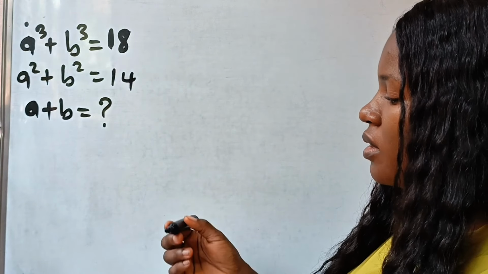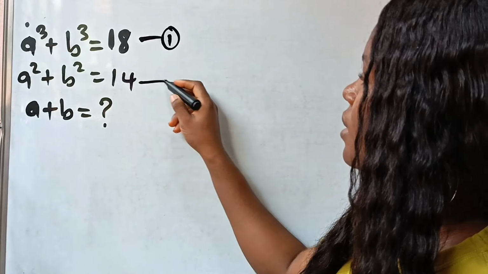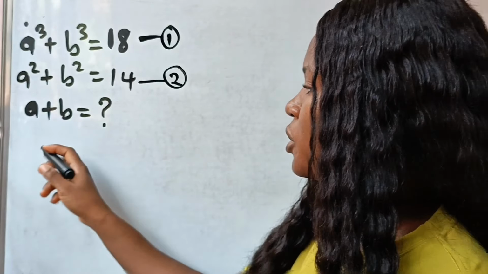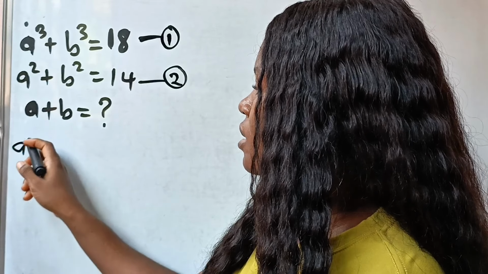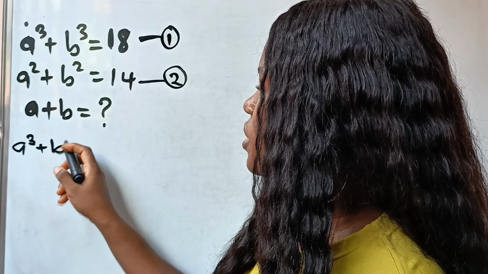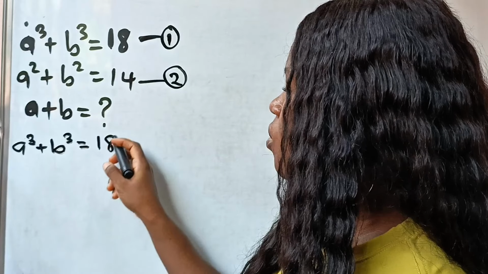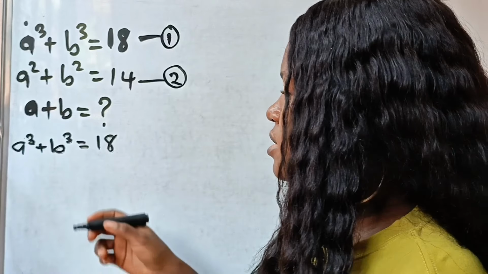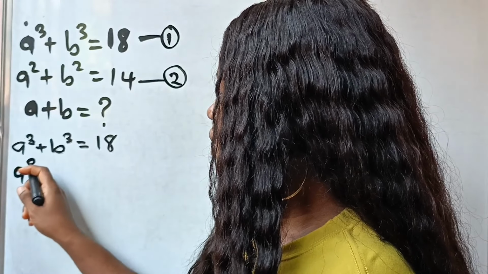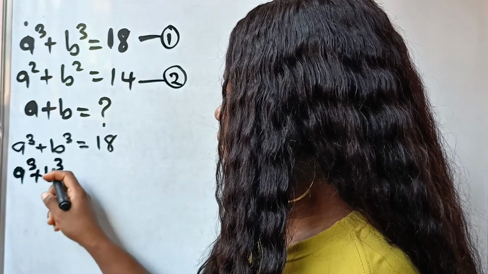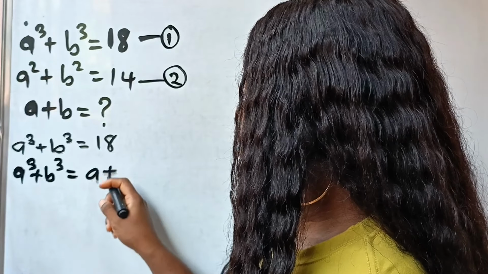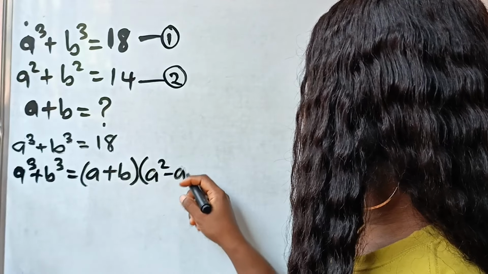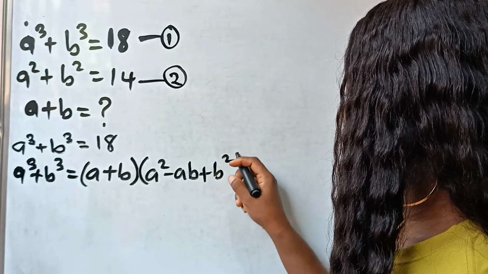First of all, let's call this equation 1 and this equation 2. Okay, so let's look into equation 1. We have a to the power of 3 plus b to the power of 3 is equal to 18. Now, the algebra identity states that a to the power of 3 plus b to the power of 3 is equal to a plus b multiplied by a squared minus ab plus b squared.